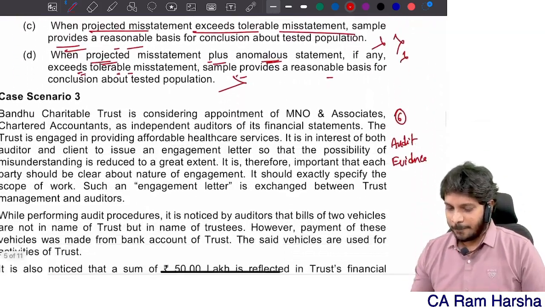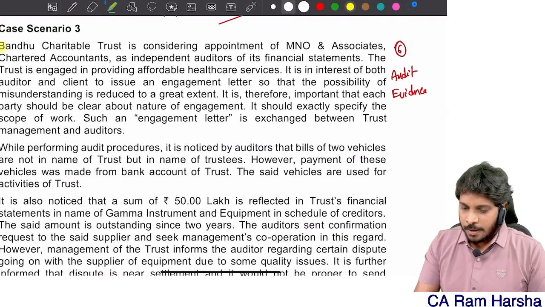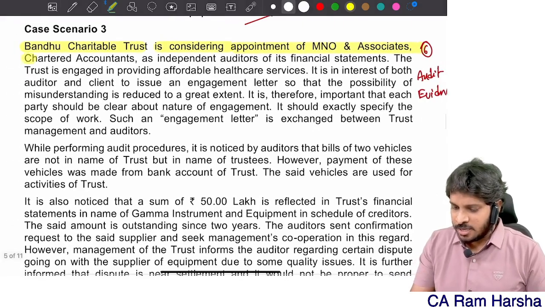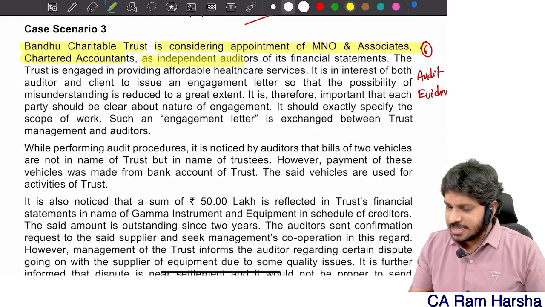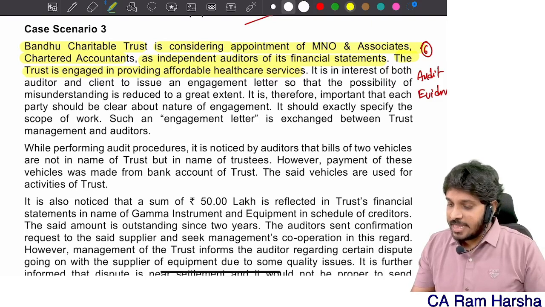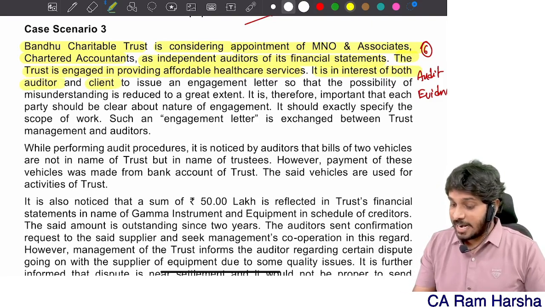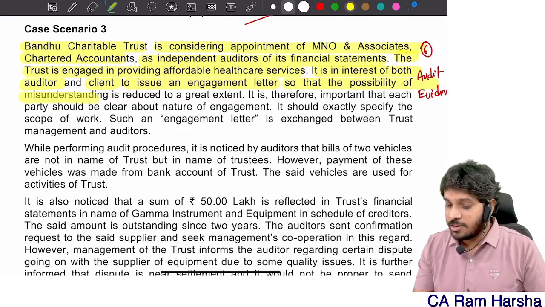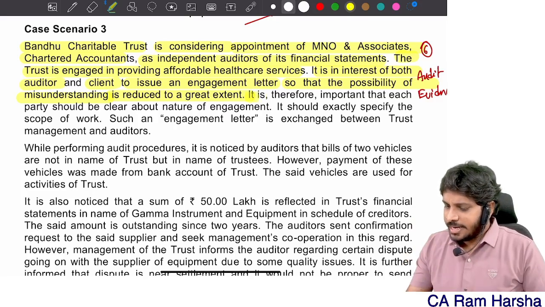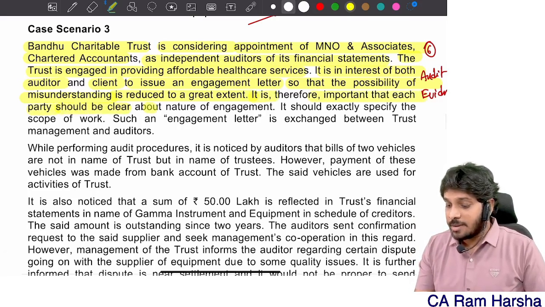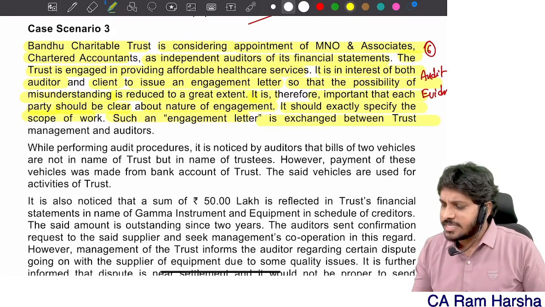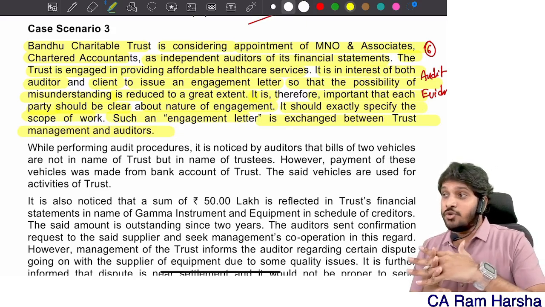This option is B. Case scenario 3. Bandhu Charitable Trust is considering the appointment of MNO Associates, chartered accountants, as independent auditor of the financials. It's a trust, first understand. The trust is engaged in providing healthcare services. It is in the interest of both auditor and client to issue an engagement letter so that the possibility of misunderstanding is reduced to a great extent. Yes or no? We understood this in terms of engagement. It is therefore important that each party should be clear about the nature of the engagement. It should exactly specify the scope of work. Such an engagement letter is exchanged between the trust and the auditor. Who will give to whom?